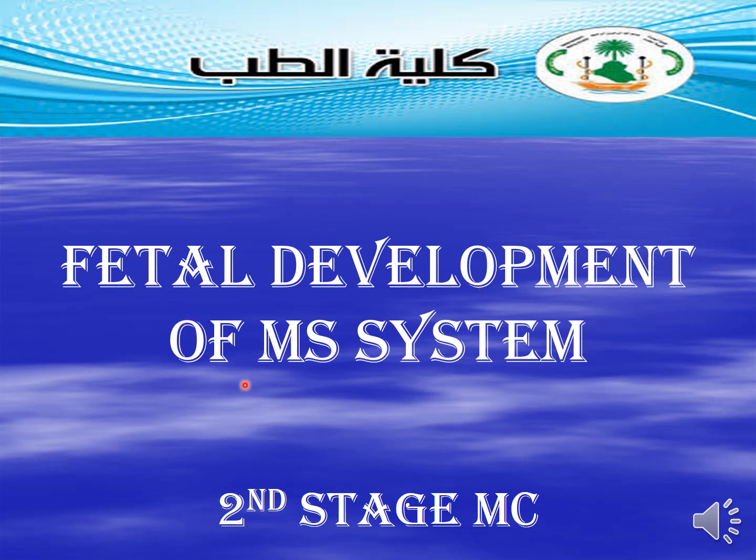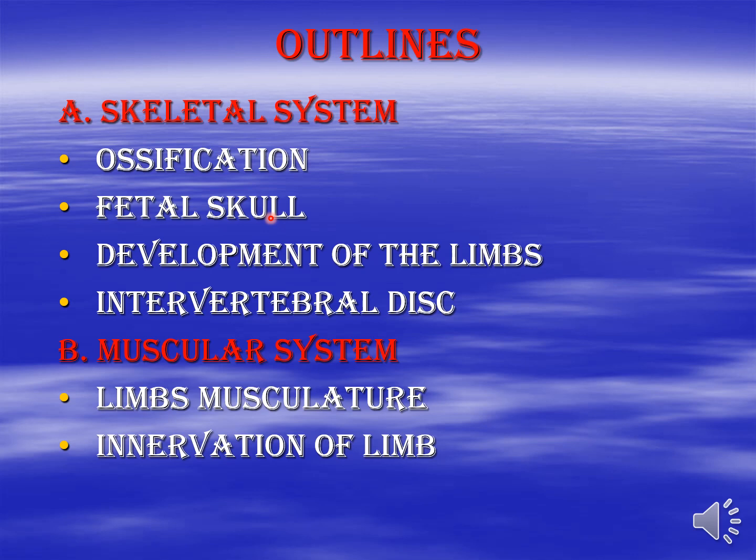Fetal Development of Musculoskeletal System. In this lecture we'll be discussing the following important subjects: the skeletal system and the muscular system. In the skeletal system will be discussed ossification, the fetal skull, development of the limbs, and the intervertebral disc, which is the disc between the vertebrae. In the musculoskeletal system, the limb musculature and innervation of the limb.